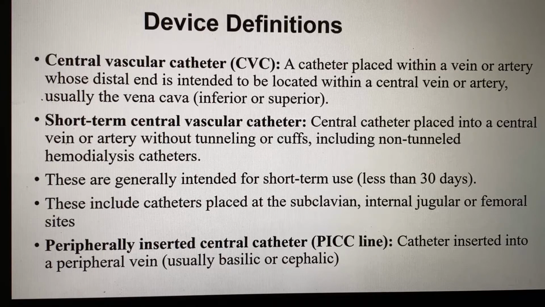How do we define the devices? We define the devices as a central vascular catheter, that is a catheter which is placed in a vein and its distal end is located within a central vein. It is a short-term central vascular catheter. It includes non-tunneled even hemodialysis catheters. They are generally intended for short-term use, less than 30 days. And these include catheters which are placed in the subclavian vein, the internal jugular vein or the femoral vein. Then there are other lines, which are called PICC lines or peripherally inserted central catheters, which are inserted into peripheral veins, usually basilic or cephalic.